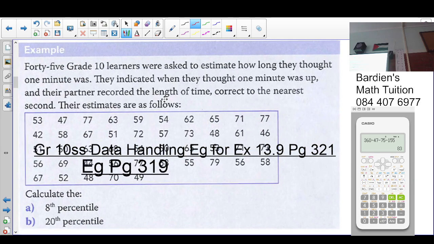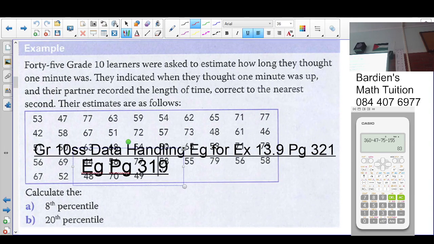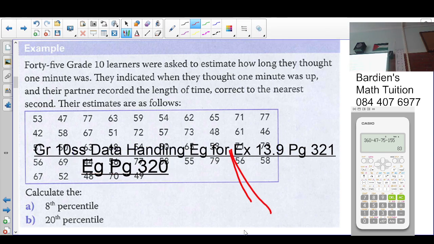Okay. So now we're looking at the example on page 320, and this is for exercise 30.9.